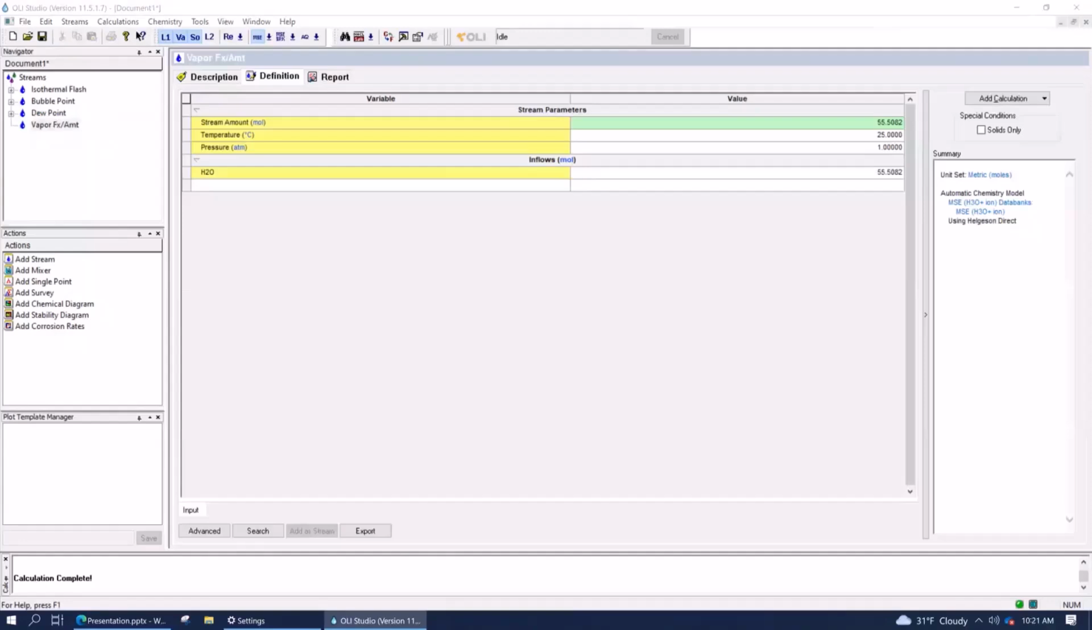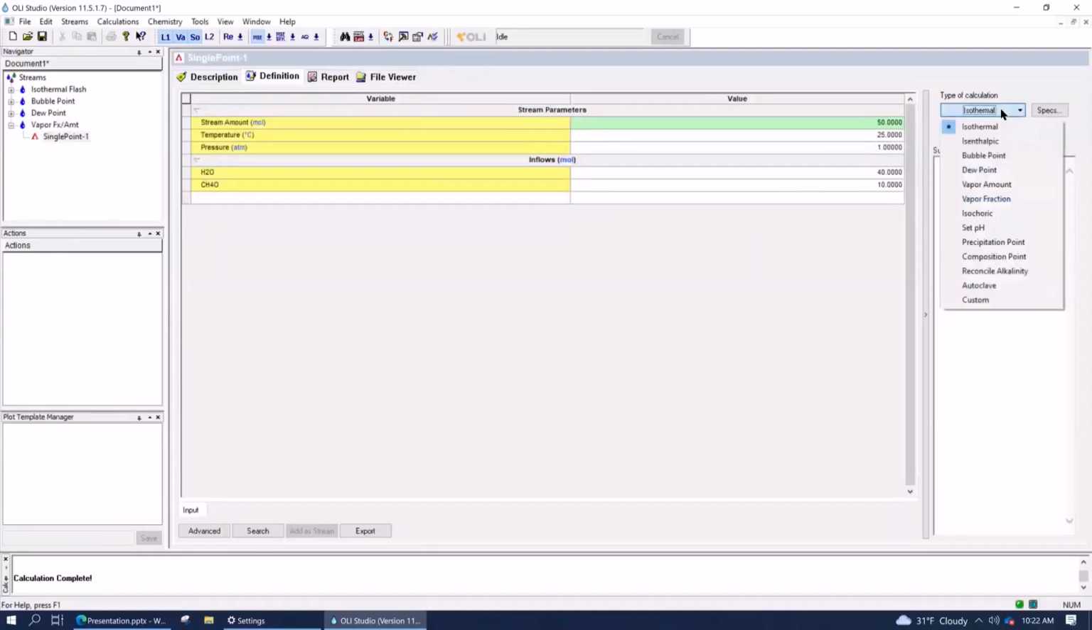Good. Now what we're going to do here is use a different material. Let's use methanol instead, just to mix things up a little bit. So type in methanol. And once again, let's make this 40 moles of water, 10 moles of methanol. Now you're going to add another single point calculation.